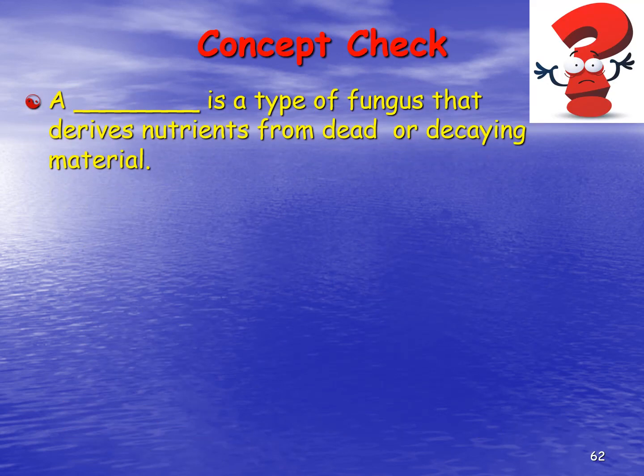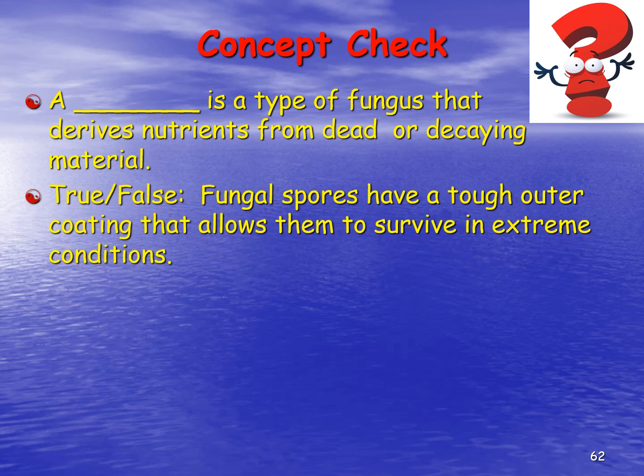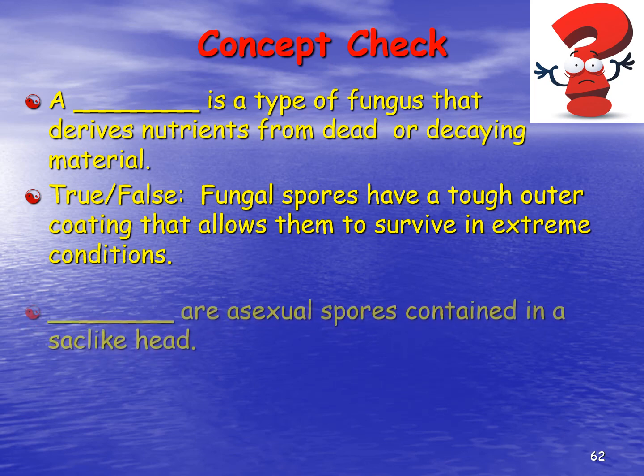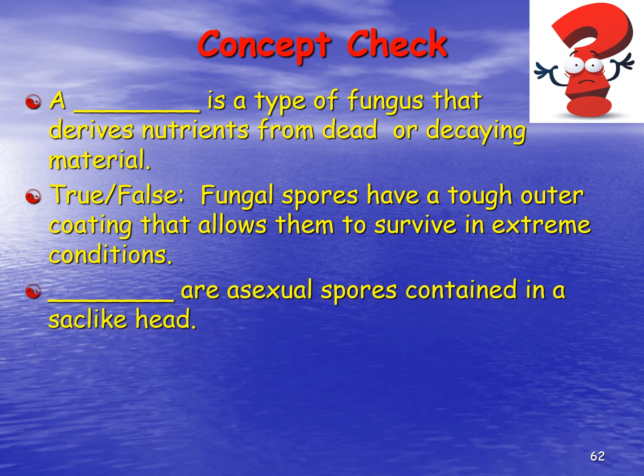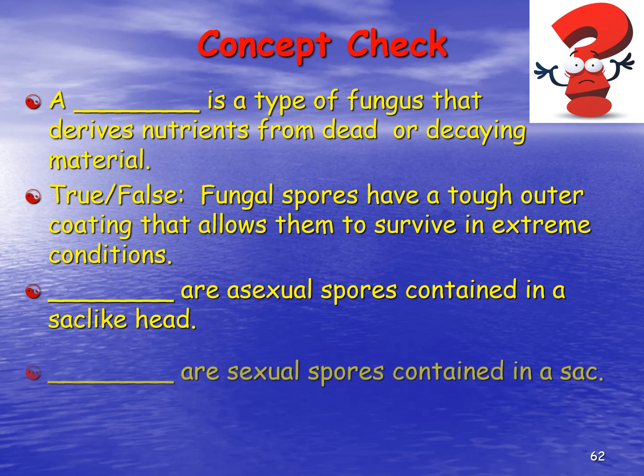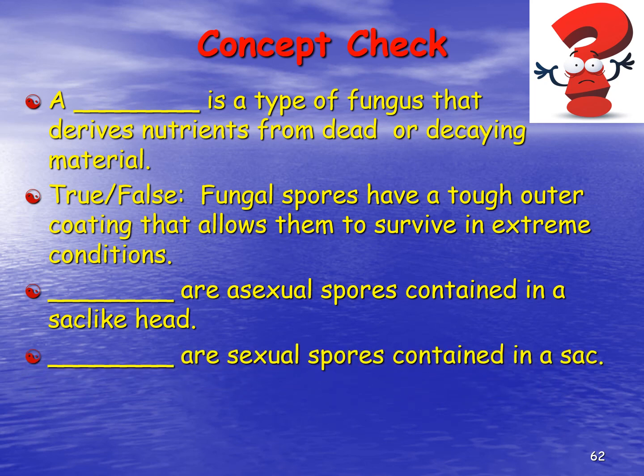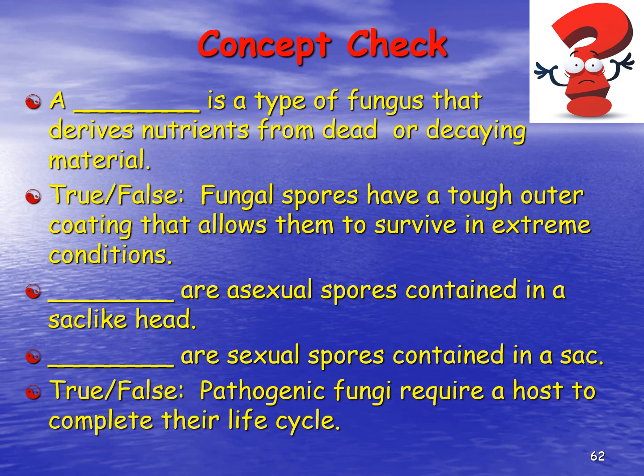So, blank is a type of fungi that derives nutrients from dead or decaying material. True or false? Fungal spores have a tough outer coating that allows them to survive extreme conditions. Blank are asexual spores that form and are contained within a sac-like structure. And blank are sexual spores that are contained within a sac-like elongated structure. And true or false? Pathogenic fungi require a host to complete their life cycle.